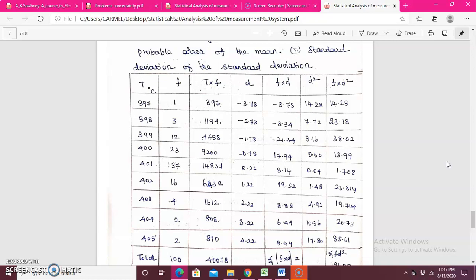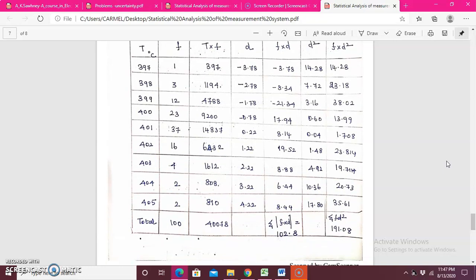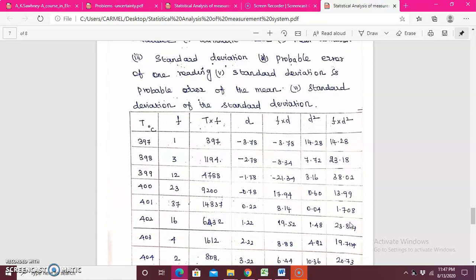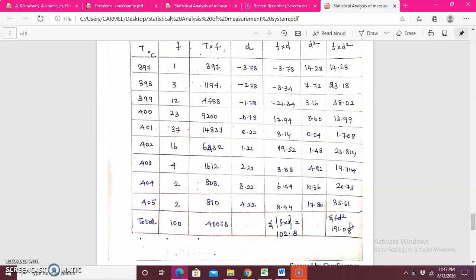Next one, 7.72 into 3, you will have 23.18. And the third value, likewise you have to calculate. Then out of this f into d square, you have to calculate summation f d square. So the total value we have reached is 191.08. So that is how for frequency of occurrence we have to calculate.